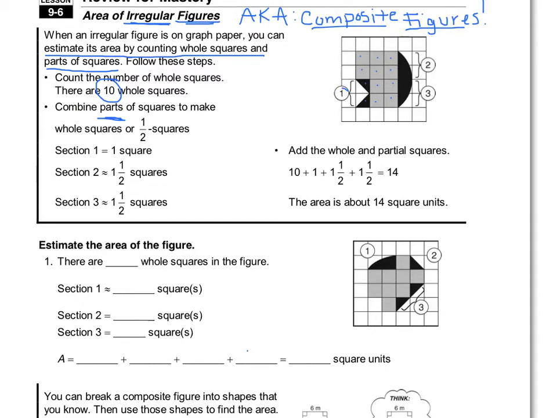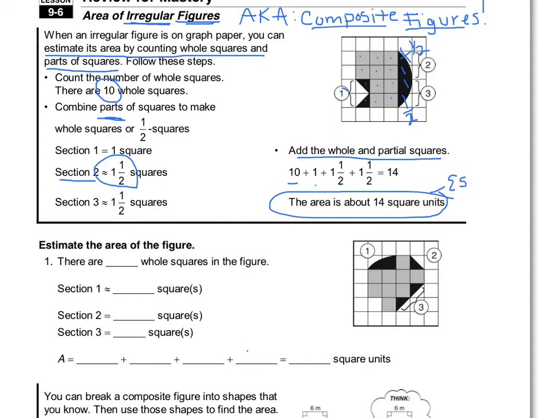Looking at section 2, they're saying that this one here is about a half, and this one is about a half. On section 3, section 2 is 1 1/2 because you have a half and you have a 1. In section 3, the same thing, you have a 1 and you have the half. So they're taking those parts and making those halves. So then they come over here and they add everything together. Their whole and then their sections that they found, getting an estimated area of 14 square units.